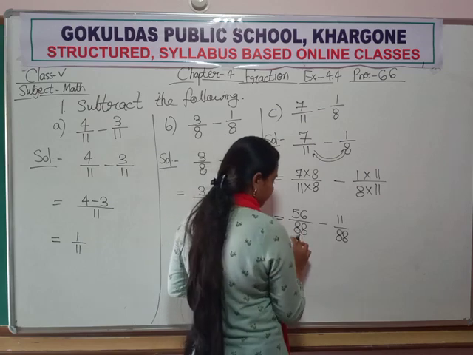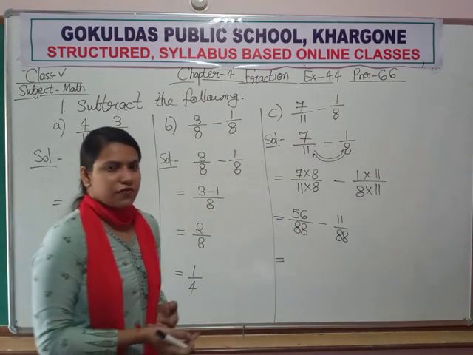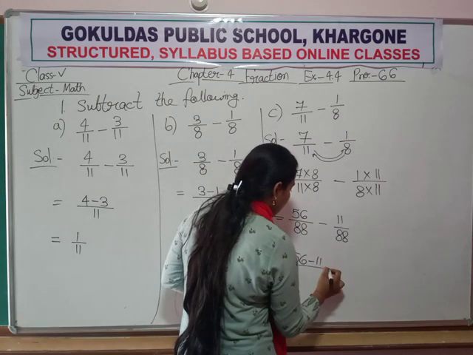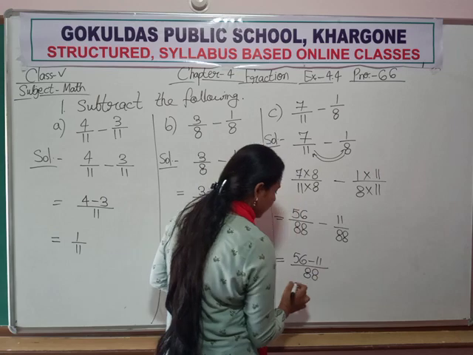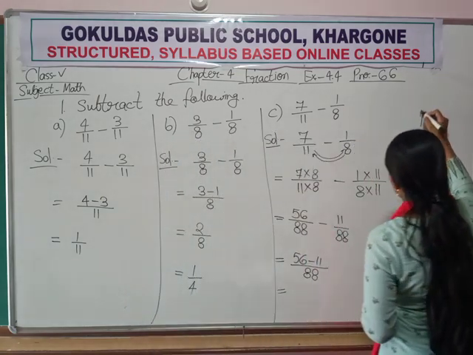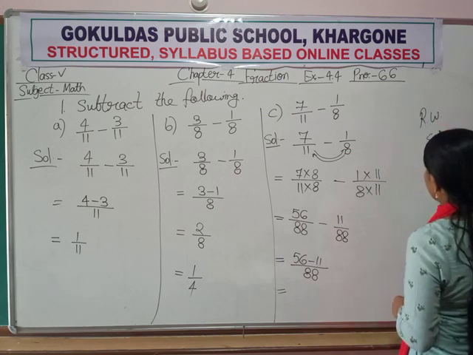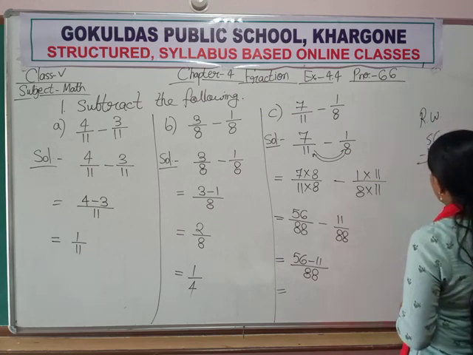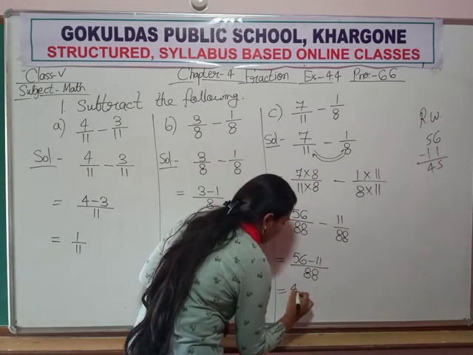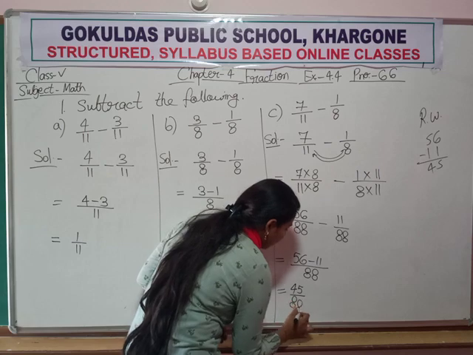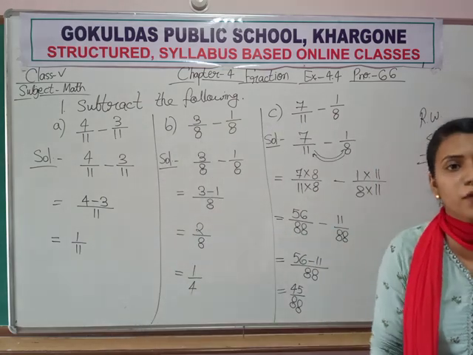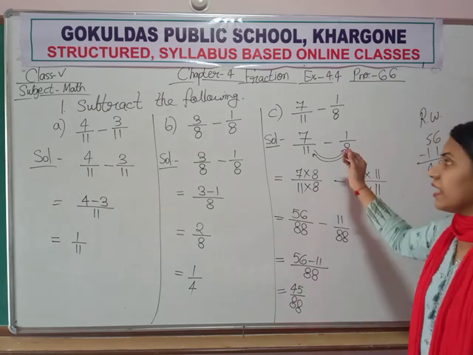Okay, now how do we solve like fractions? We directly subtract the numerators. So 56 minus 11 over the same denominator, which is 88. Now solve this, 56 minus 11. If you don't know, then you can solve in rough work. 56 minus 11 is 45. 56 minus 11 means 45 upon 88. It is our answer. I hope you know now how to subtract unlike fractions.